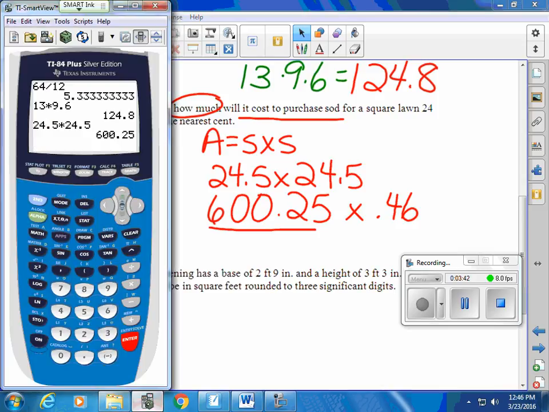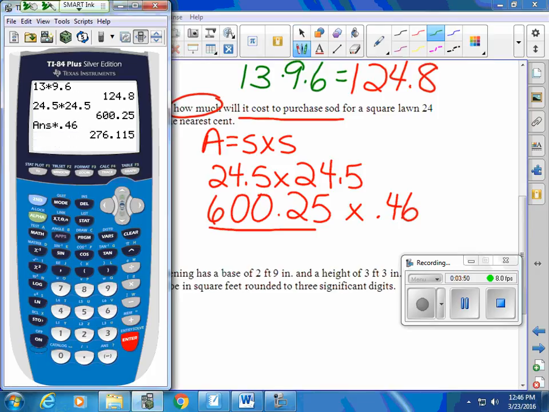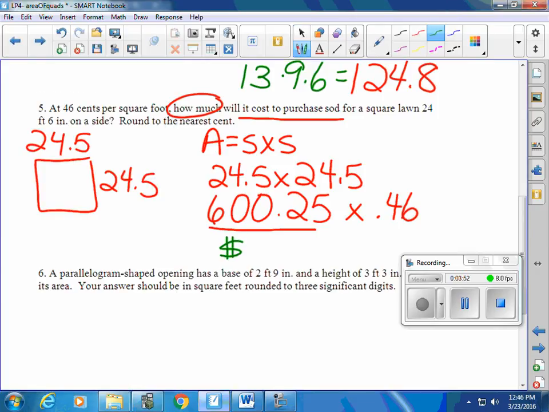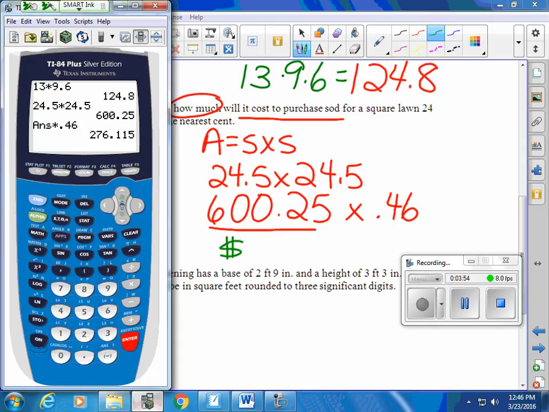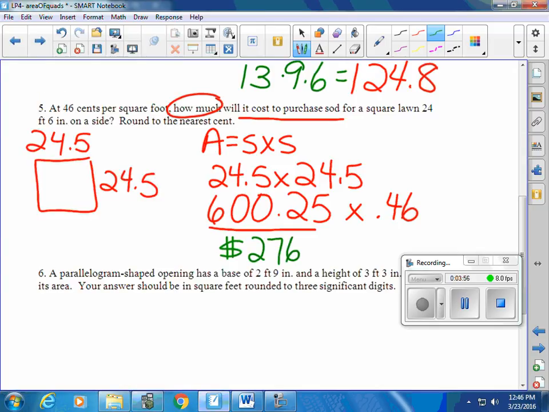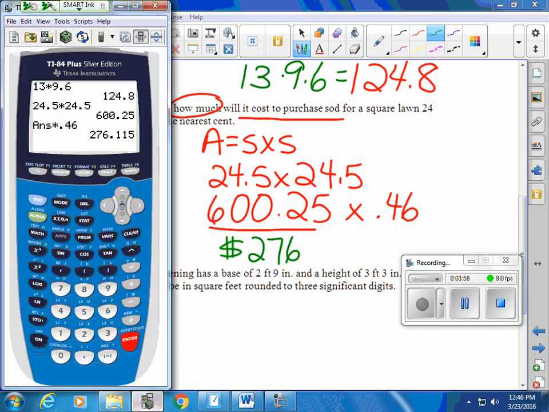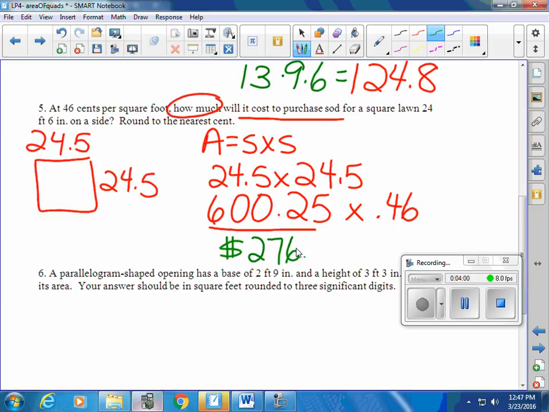So let's bring our calculator back up, multiply what we had for our answer times 46 cents. And then our total will be $276.11, and we'll round that 1 up to 2, so $276.12.